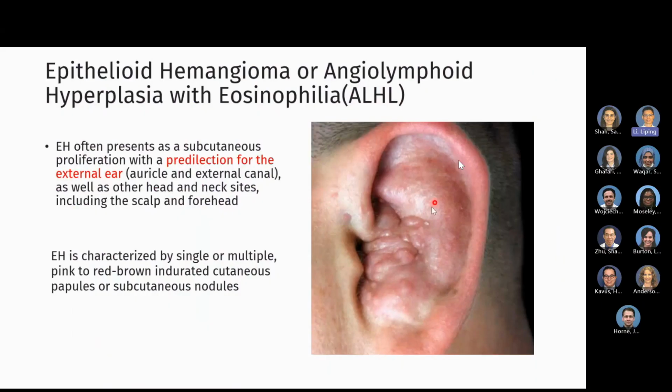Another one, also in the ear, you can see a papule and subcutaneous nodule. They can be a single one, or maybe there are a lot, forming a group. And then we have two names. In derm, they usually use ALHE, Angiolymphoid Hyperplasia with Eosinophilia. For this name, you should find tons of eosinophils. And I think in the soft tissue world, they would like to use Epithelioid Hemangioma.